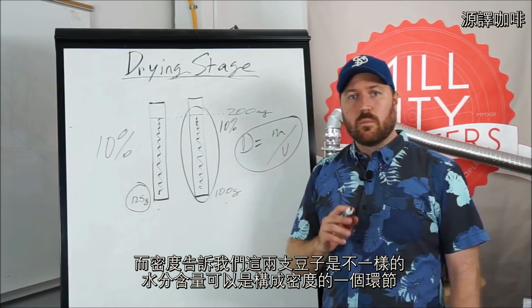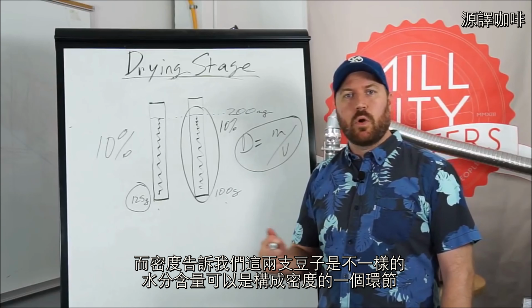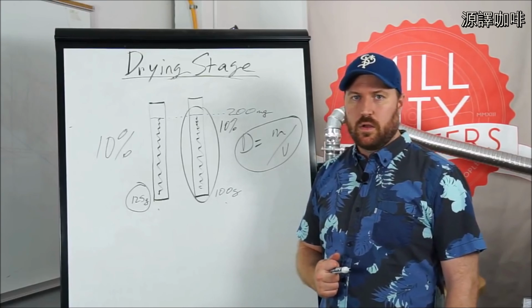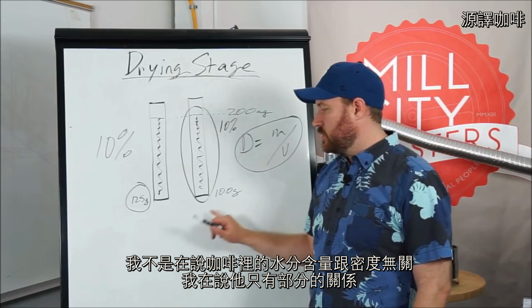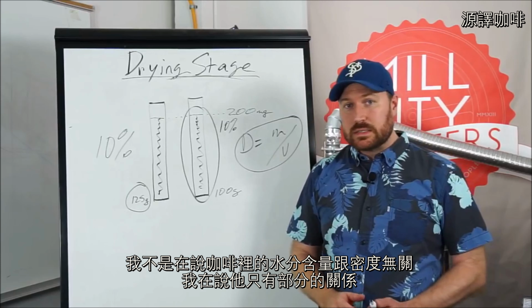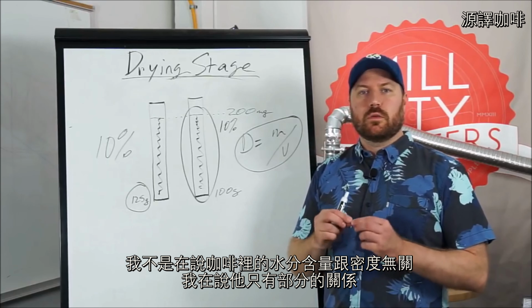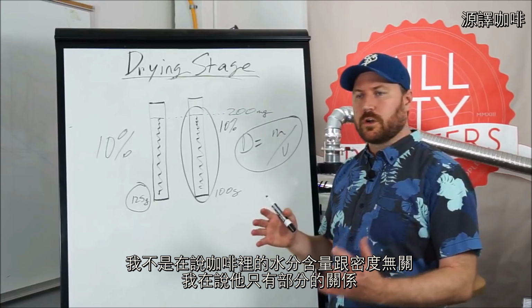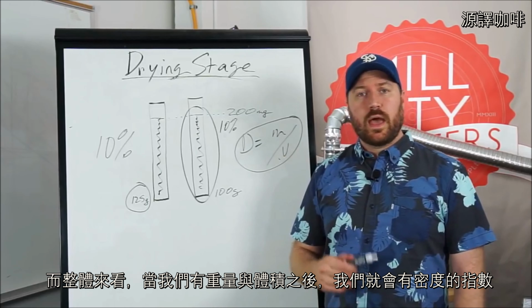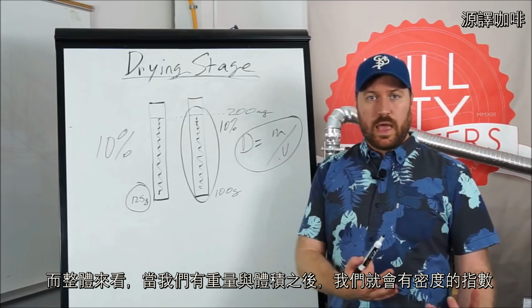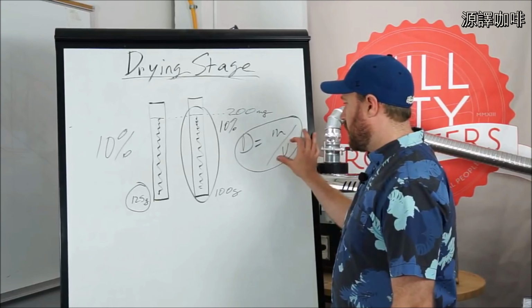Now, moisture can be a component of density. Okay? So I'm not saying that the moisture within the coffee is irrelevant, but I'm saying it's only partly relevant. It's part of a whole picture, and the whole picture can be seen much more clearly when we have mass over volume, when we have that density reading, okay?